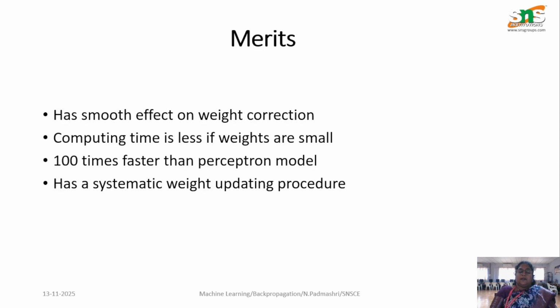Now directly we'll go to the merits. It has weight correction, and it also finds the error and corrects it, and the computation time is less if the weights are small. That's why in the first step we initialize the weights to small random values. It is 100 times faster than the perceptron model. A systematic weight updation procedure is there.